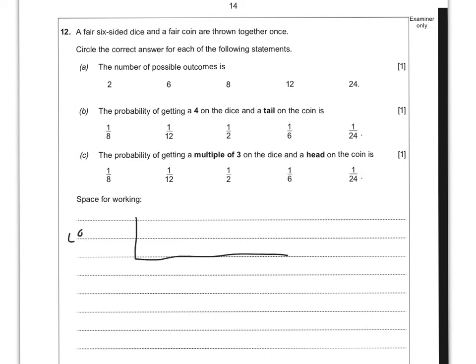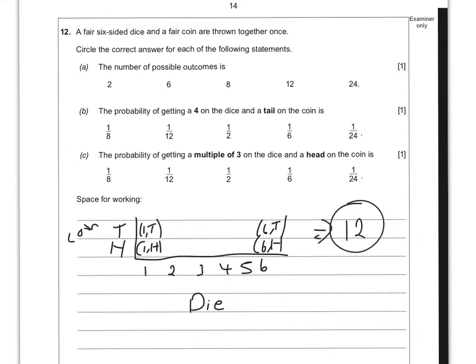So we've got a coin. The two outcomes are head and tail, and we've got a fair 6-sided die, where we have 6 possible outcomes. So we know that our outcomes are going to look like this: 1 head, 1 tail, 2 head, 2 tail, and so on, 6 head, 6 tail. Therefore, we are going to have 12 possible outcomes. For every one number on my dice, I could get a head or a tail. There are 12 possible outcomes in this experiment. Therefore, that answers part A.